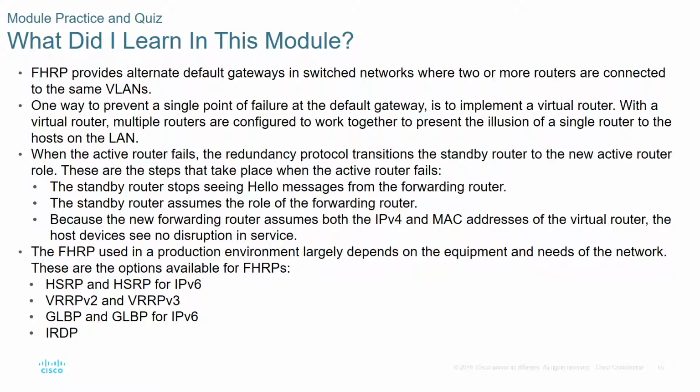The HSRP used in the production environment largely depends on the equipment and needs of the network. These are the options available for HSRPs: HSRP and HSRP for IP version 6, VRRP version 2 and version 3, GLBP and GLBP for IP version 6, and finally, IRDP, which is legacy.